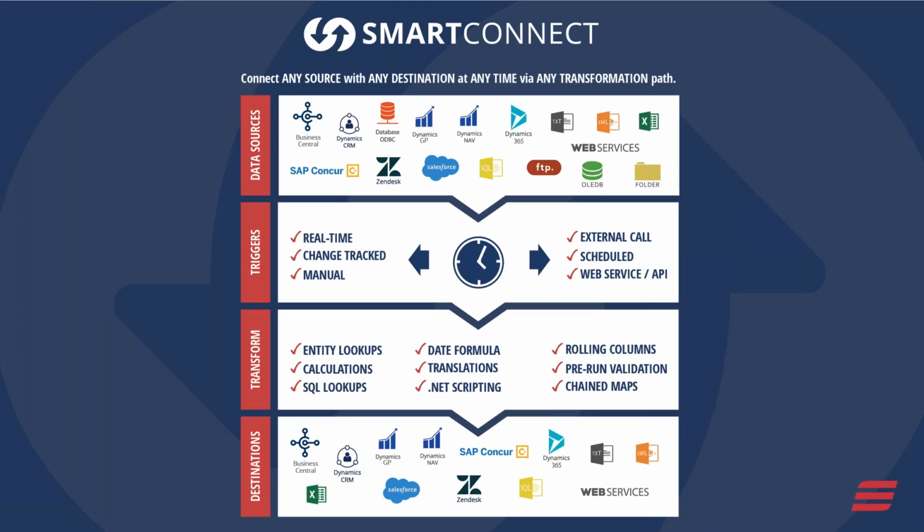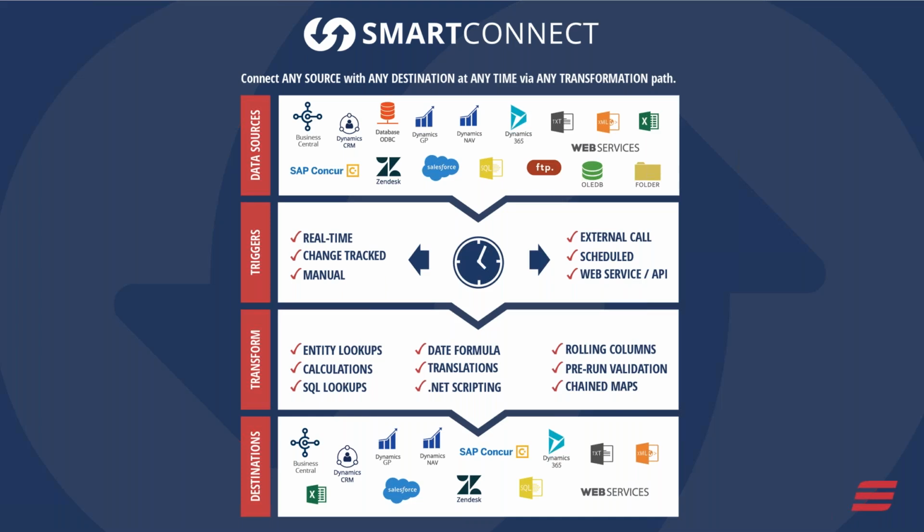Now, where SmartConnect has the most benefit, the most functionality, is those two boxes in the middle. One is your triggers, which is essentially telling SmartConnect how and when you want those integrations to run. Do you want this to be a user-driven process? Should this be automated either through change tracking and scheduling or a real-time plugin? And also, if you want to call into the SmartConnect API or web service to call those integrations on demand, tie it to, say, a website like we've done internally, you can do that as well.